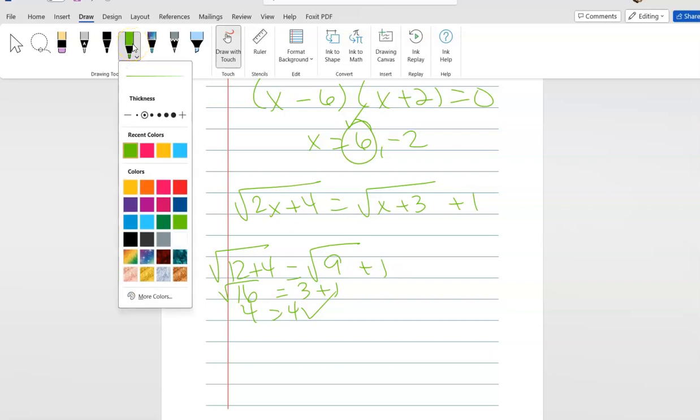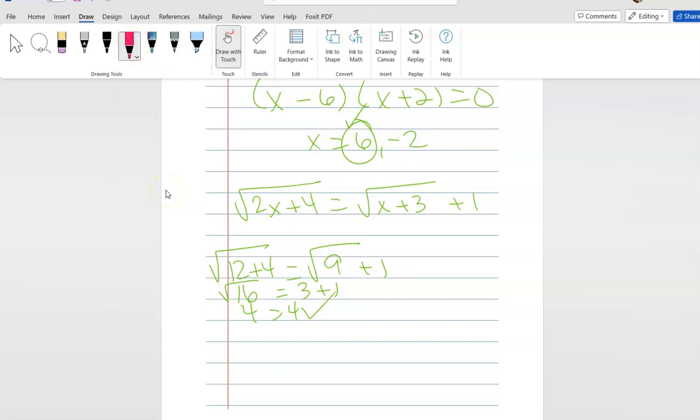But now I need to check the second one. So I'm going to do the same thing with negative 2. So let's see here. Negative 2 is going to give me negative 4 plus 4. That's going to give me negative 1. Oh, no, wait a second. This is going to give me 0, right? This is going to give me radical 1 plus 1. This is going to give me 0 equals 2. No, this is not a solution. So then I only have one solution, 6.